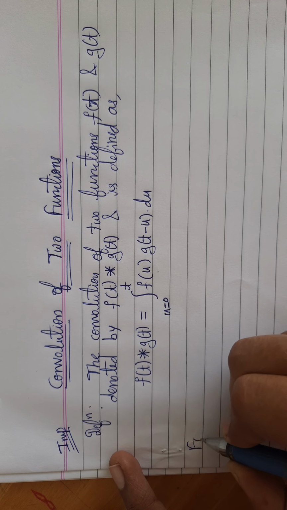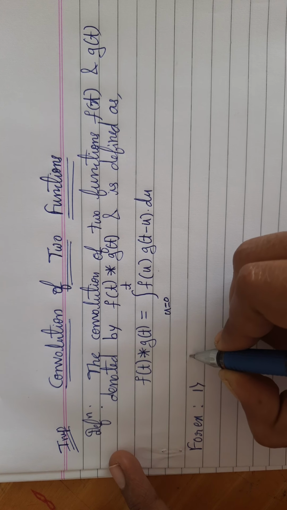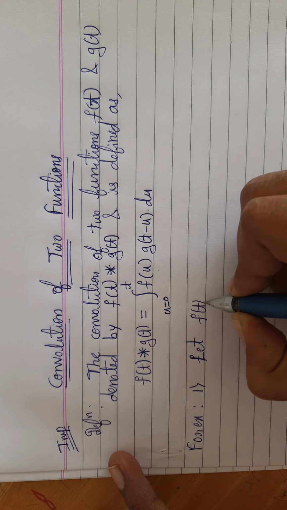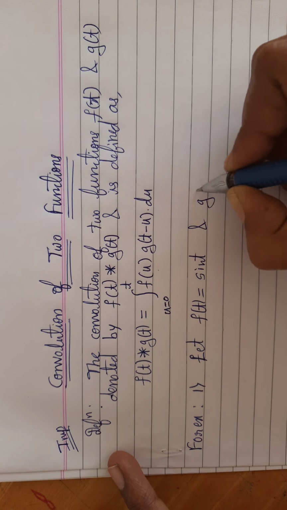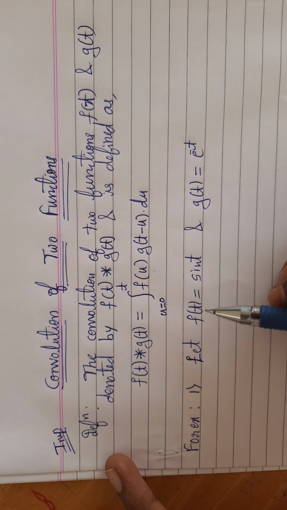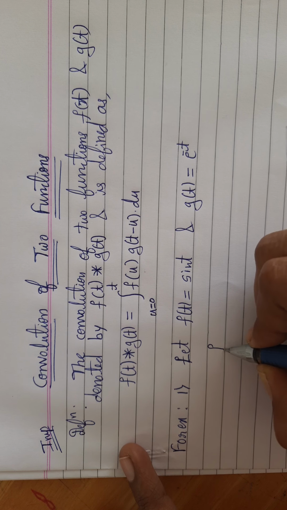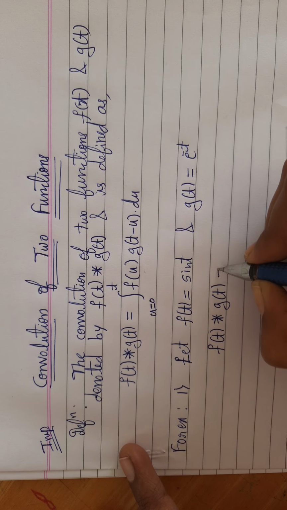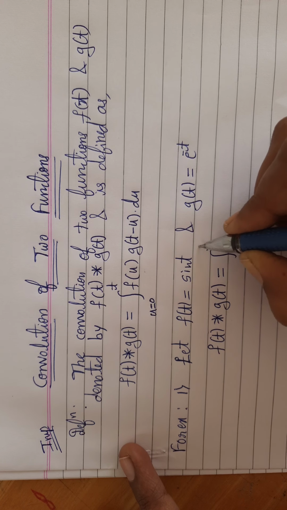For example, suppose you let f of t equals sin t and g of t equals e to the power minus t. Suppose these two are the given functions, then we can write f of t star g of t, that is the convolution of these two functions, as integration from 0 to t.